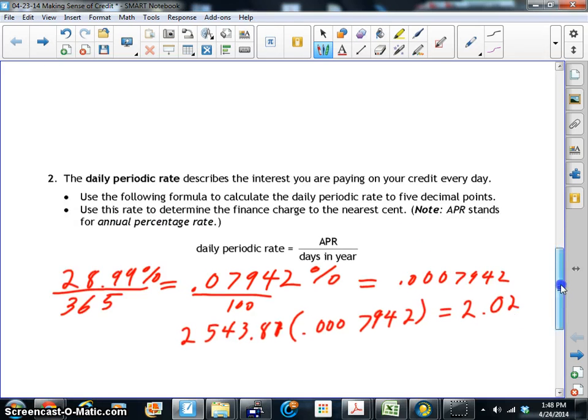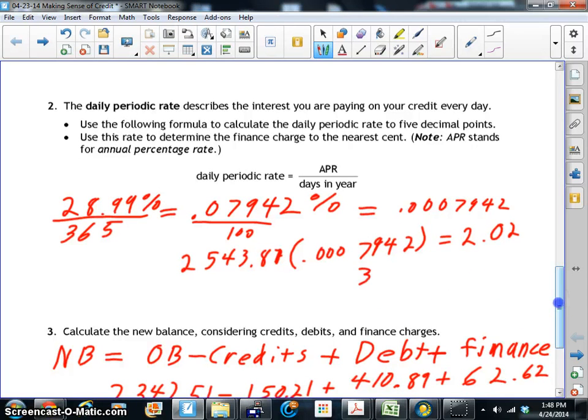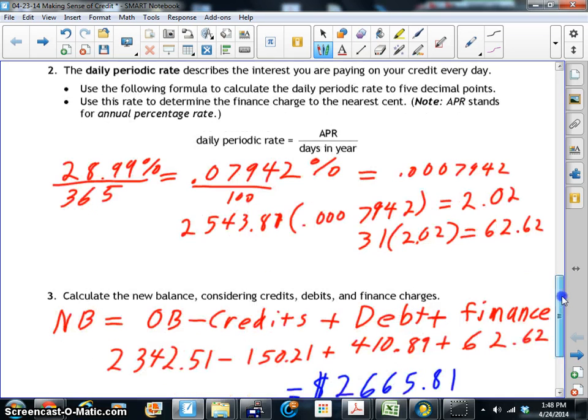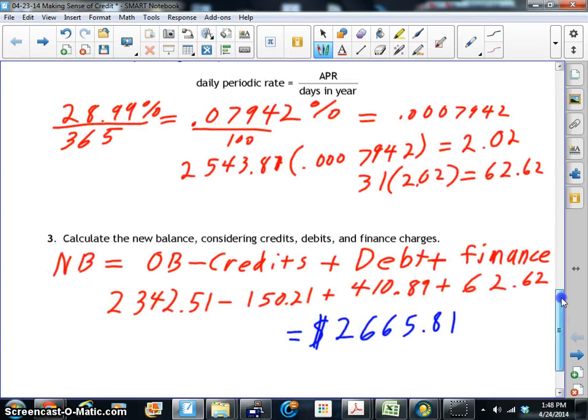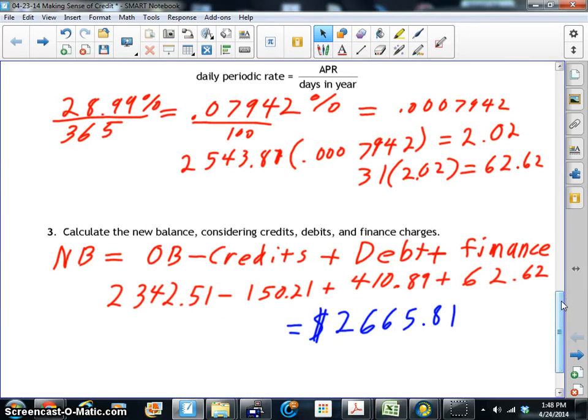$2.02. Now we're going to be charged this once a month, so that's 31 times $2.02. So that gives us 62.62. And that ends up part of our charges. So basically what we do is we take the previous balance, our first balance, and that's $2,342.51. We take our credits, we subtract that from this number, which is $150.21.